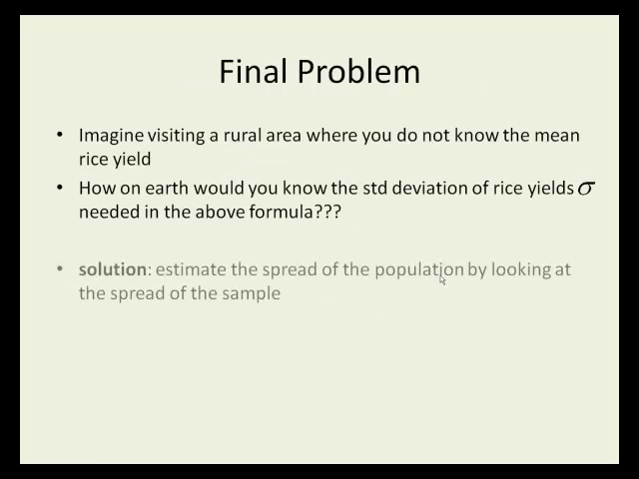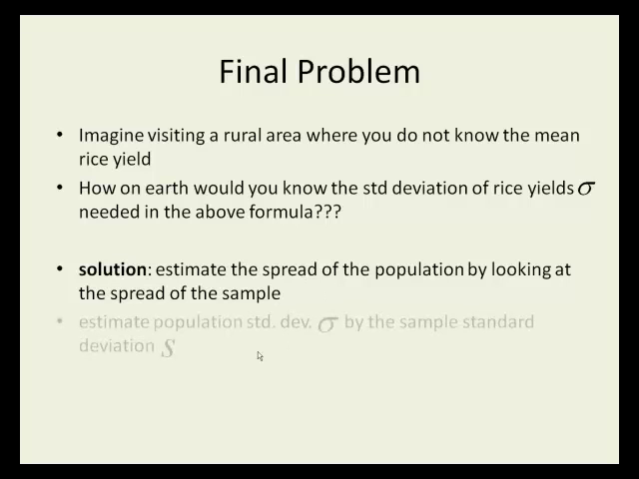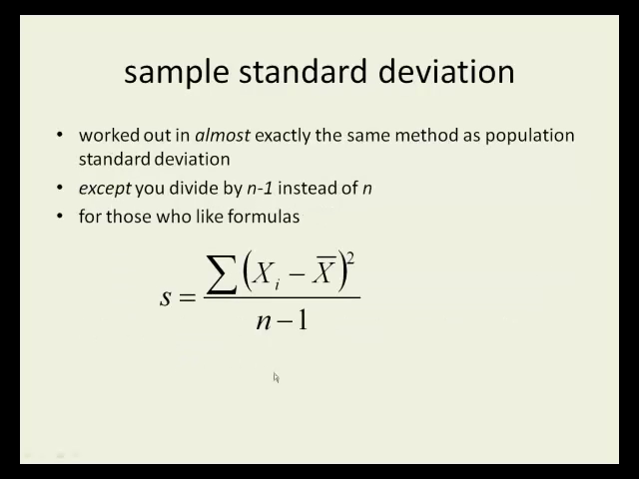So the solution is that you have to estimate what the standard deviation of the yields is by looking at how spread out your sample is. If you have a sample which is really spread out, the chances are the population is really spread out, and vice versa. If your sample is clustered tightly together, chances are the standard deviation is quite small. So instead of using the standard deviation of the population, which is impossible to get at, you work out the spread of your sample by working out the standard deviation of your sample. So you estimate the population standard deviation by looking at the sample standard deviation. And it's worked out in almost exactly the same way as I showed you before.